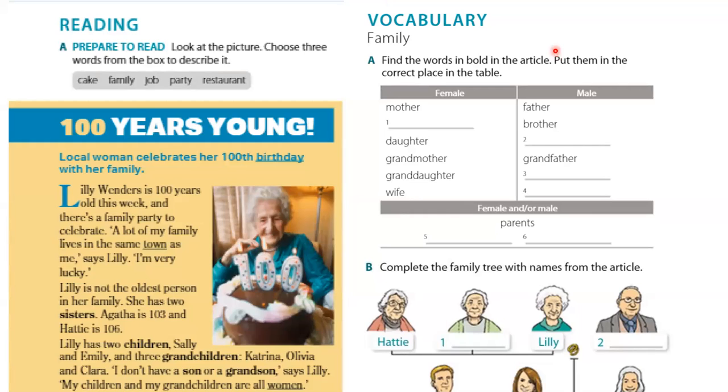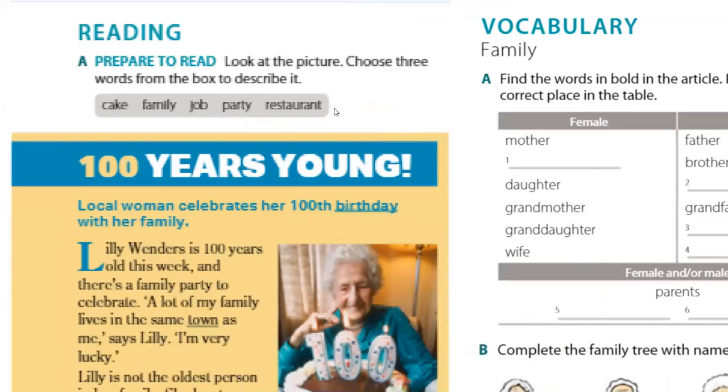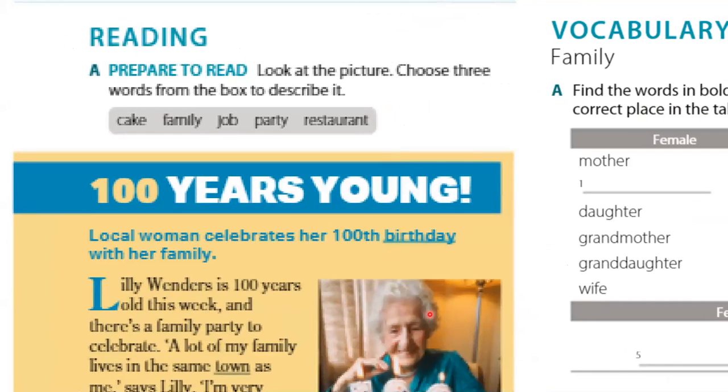Today we're gonna continue with unit number 3 of the book. So let's start. Here we have the reading section where you're gonna prepare to read. First, look at the picture. Choose 3 words from the box to describe it.